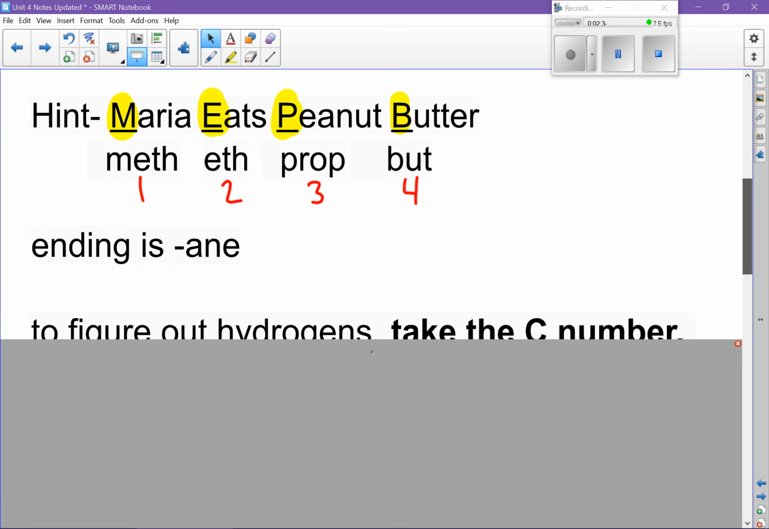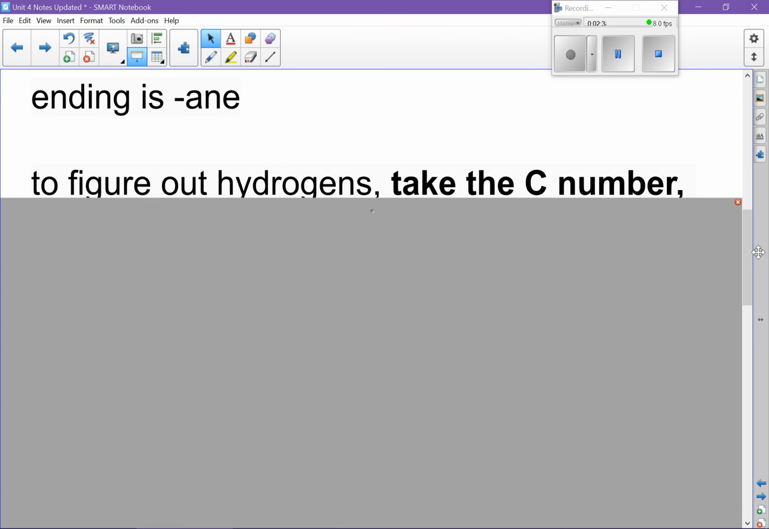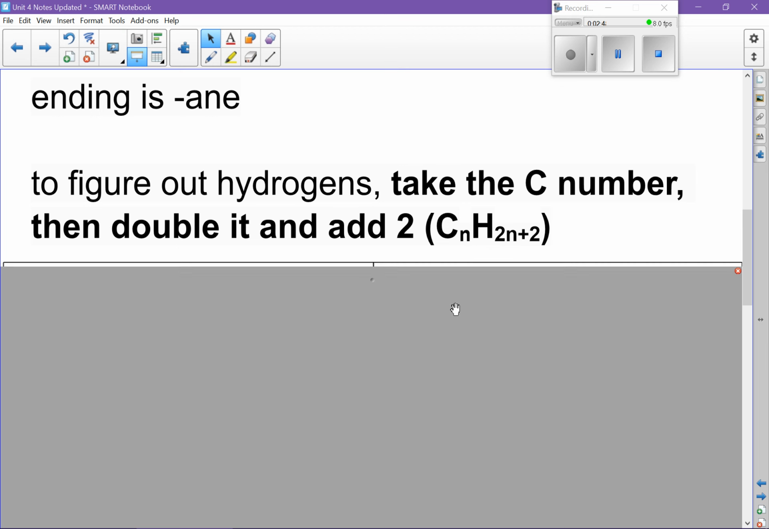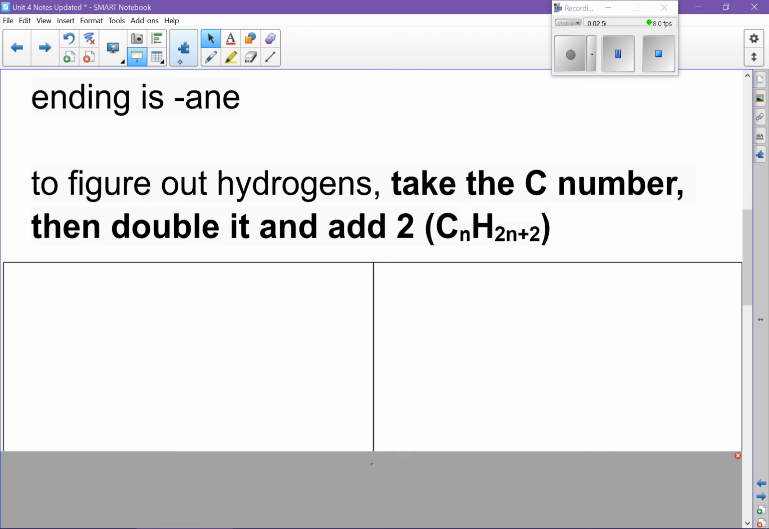Okay? Now, we have to figure out the hydrogen piece of this because the prefix will just tell us the number of carbons. So when you need to know how many hydrogens go with it, you're going to take whatever the carbon number is, 1, 2, 3, 4, whatever, and you're going to double it and add 2. So however many carbons you have, times 2 plus 2 for the hydrogens. Let me show you how that works.